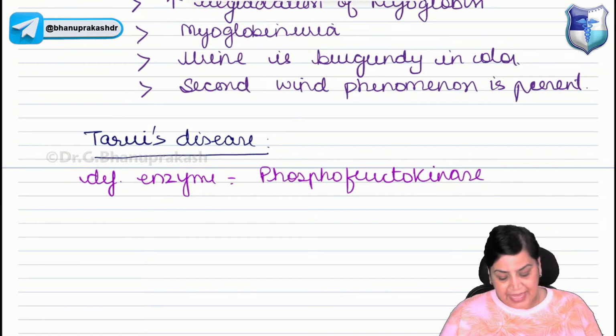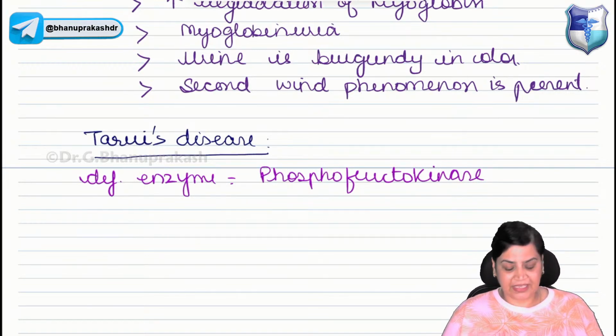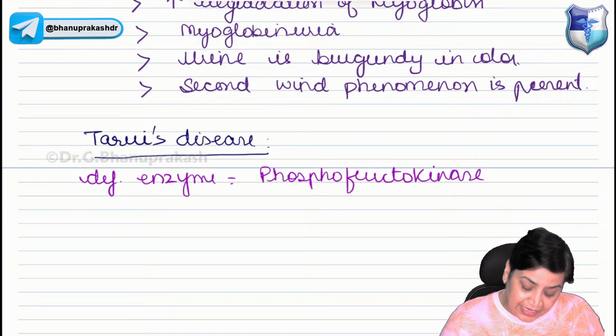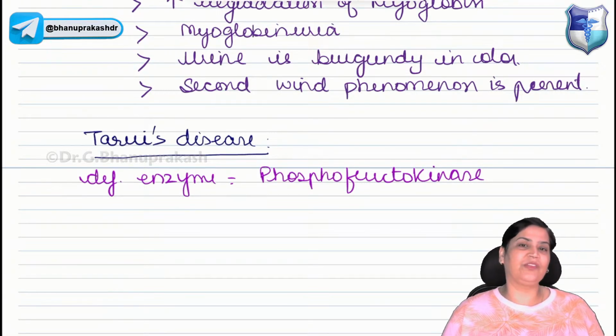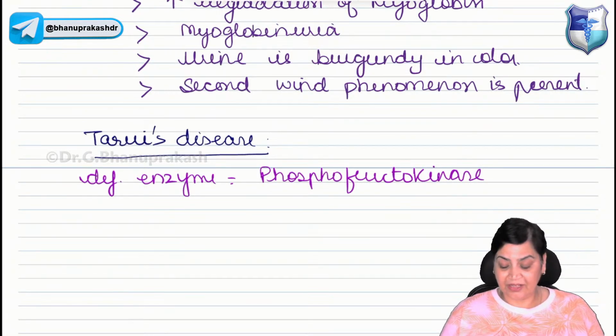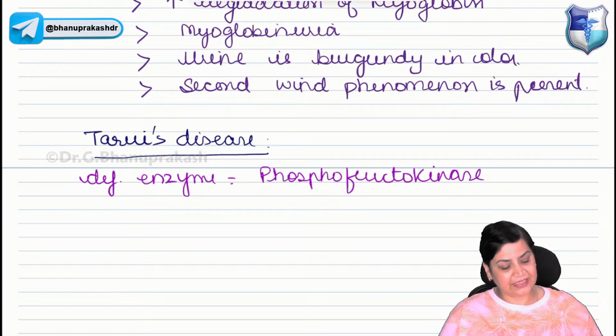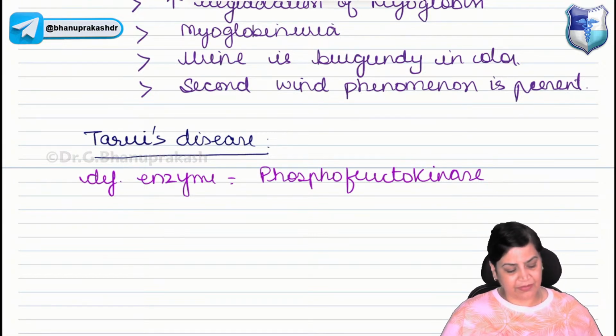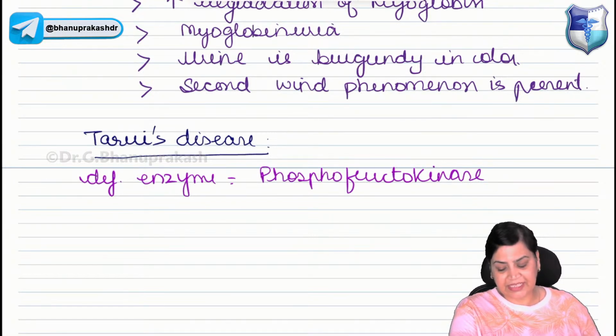Right, PFK. So I can say that Tarui's disease is due to the deficiency of phosphofructokinase. Now can anybody tell me what is the function of this phosphofructokinase? Which pathway's enzyme is this? Tell me fast, because we have discussed this enzyme in detail.